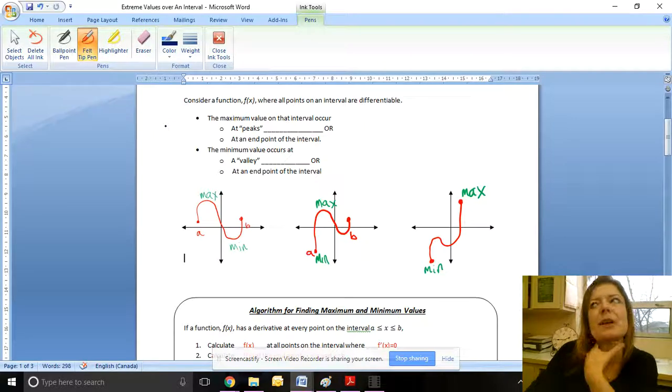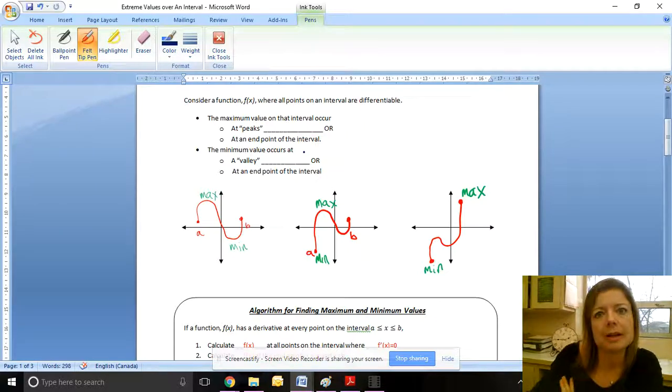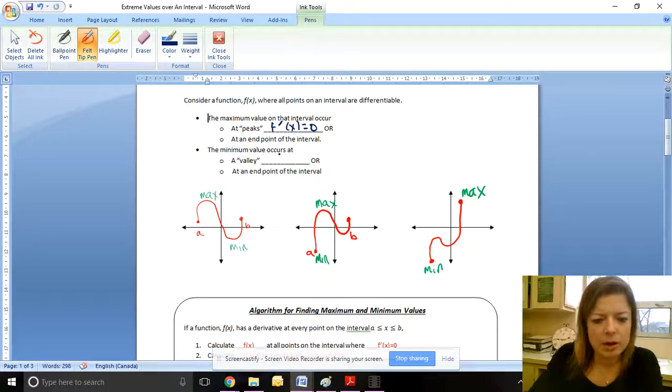So this lesson is going to seem kind of, I'll be honest, boring, even though it's extreme. But just trust the process because this algorithm is important because we will be using it in word problems from now on. So really this is just a baseline way of teaching you the algorithm, which we will apply to word problems. So the maximum value can occur at a peak, so for example, where the derivative is equal to 0, or it can occur at the end point. A minimum can occur at a valley, so where the derivative is 0, or at the end point.